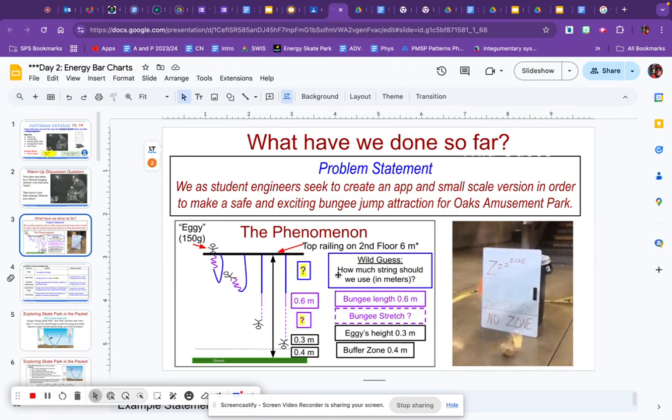It's going to be in meters, so we don't know the length of the string. The bungee length is 0.6 meters, but we don't know how much it stretches. Iggy's height is 0.3 of a meter, and the buffer zone is 0.4 of a meter. Okay, so the purple is the bungee, and when Iggy is thrown off the balcony, the bungee is taut at this point, and then it stretches, and it continues to stretch until Iggy has reached the buffer zone.